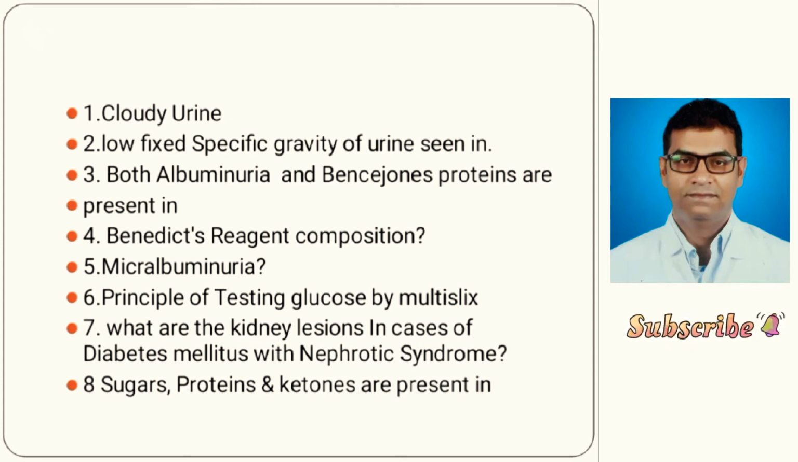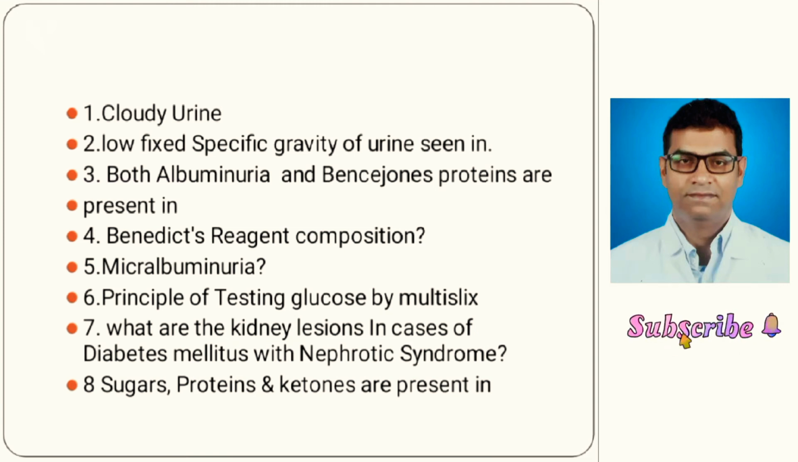What is microalbuminuria? Sensitive tests are available to detect very low amounts of albumin, that is 30 to 300 milligrams per 24 hours of albumin in urine. This test is of use in identifying cases of early kidney disease, as in diabetes mellitus.